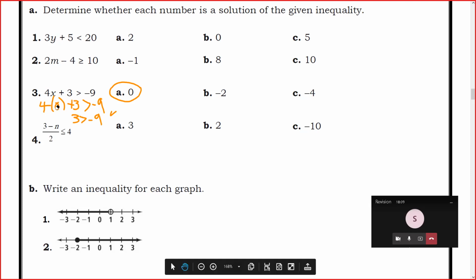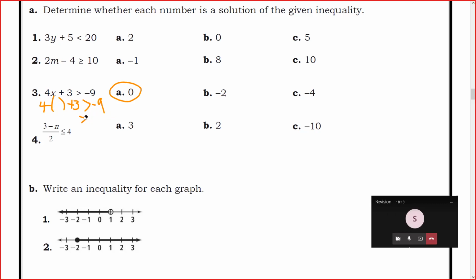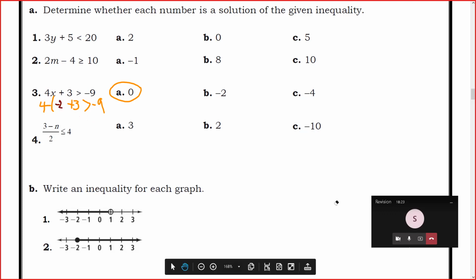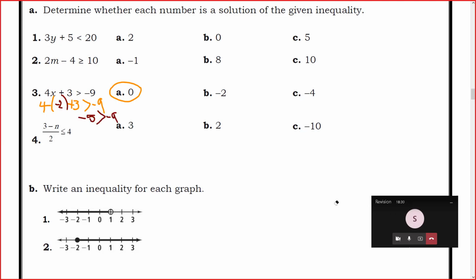Now, we will replace here. -8 plus 3. Sorry. Greater than -9. -8 plus 3, which is -5. Is -5 greater than -9? Yes. So B is the right answer. Good job. Now let's go to C.